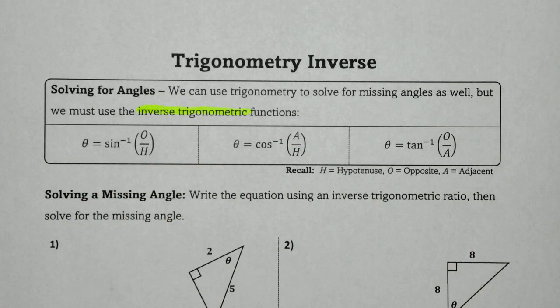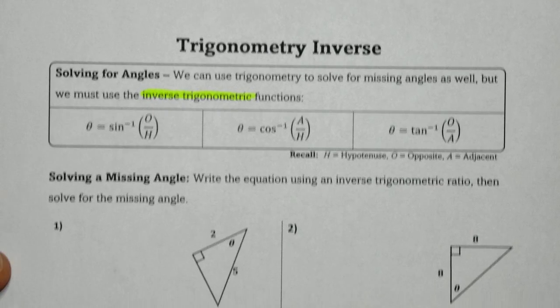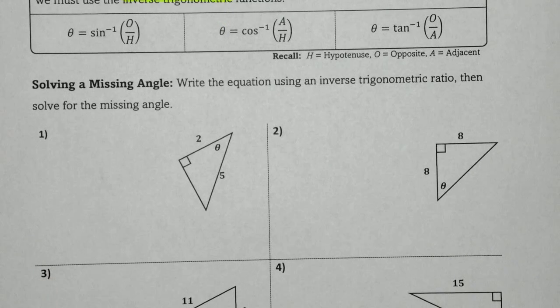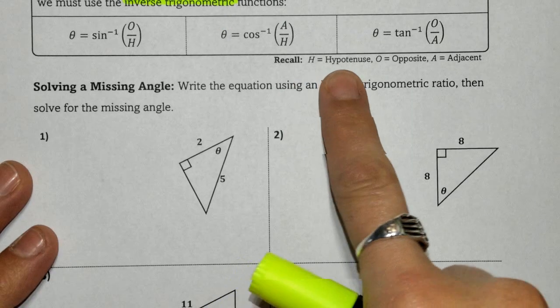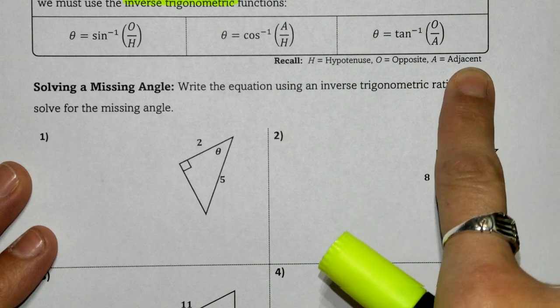And honestly, I think this is the easiest one. I'm going to be completely honest with you, I think finding a missing angle is easier. So first, we're going to go ahead and take a look at this. Remember that H is for hypotenuse, O is opposite, and A is adjacent.